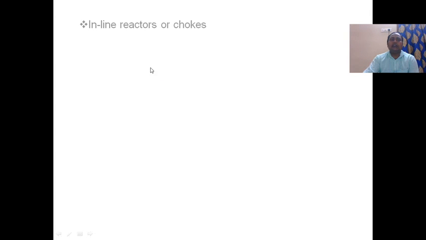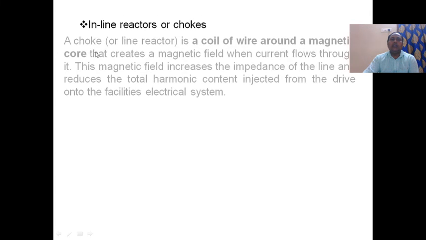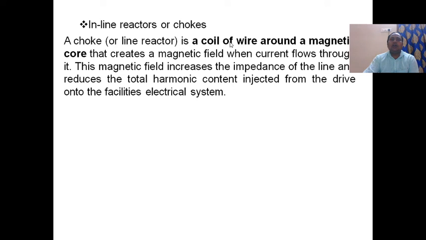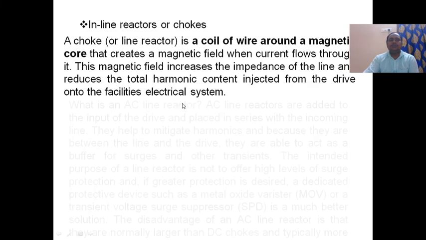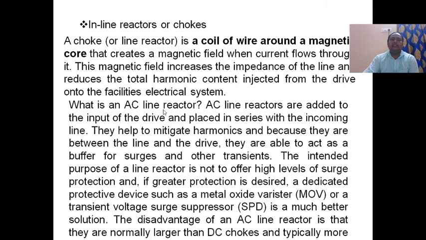So in line reactors or chokes, a choke or line reactor is a coil of wire around a magnetic core that creates a magnetic field when current flows through it. This magnetic field increases the impedance of the line and reduces the total harmonic content injected from the drive onto the facility's electrical system. What is an AC line reactor?